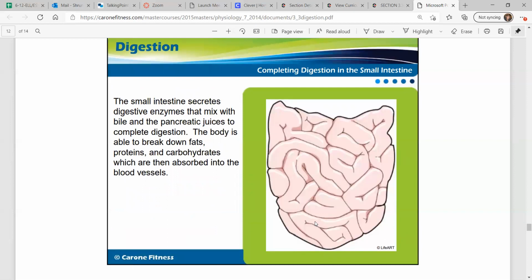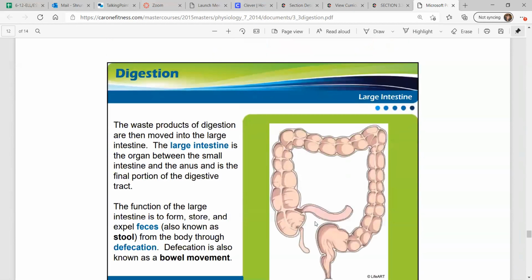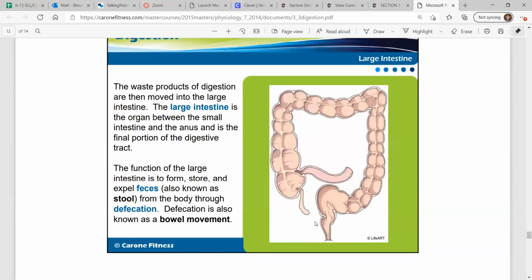Now, the small intestine secretes digestive enzymes that mix with bile and the pancreatic juices to complete digestion. The body is able to break down fats, proteins, and carbohydrates, which are then absorbed into the blood vessel. The waste products of digestion are then moved into the large intestine.